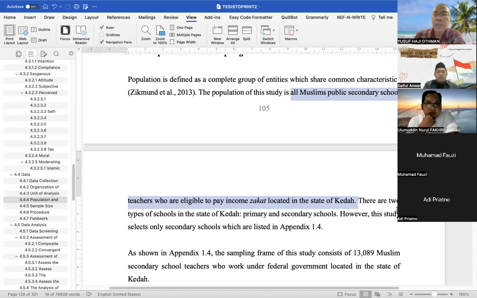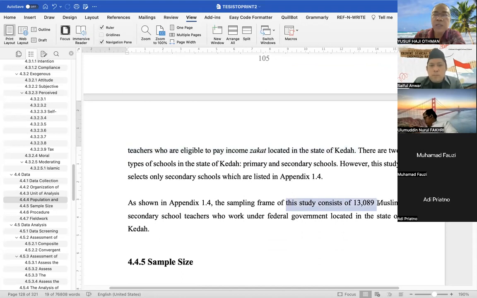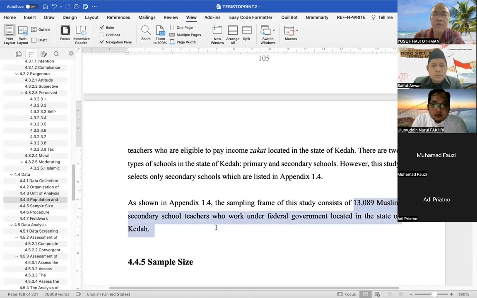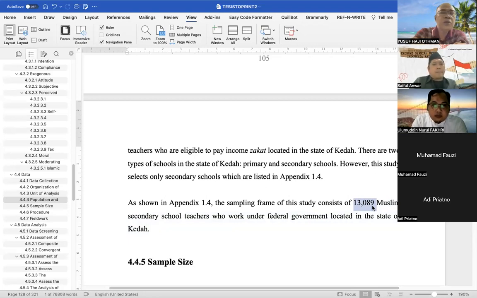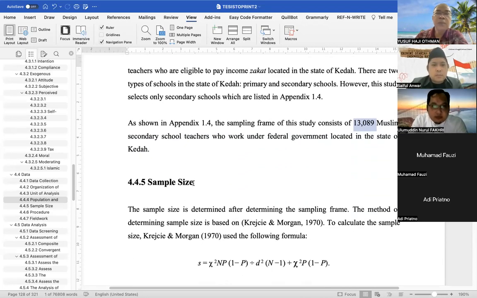So based on the data given by the district education center, this study found that there were 13,089 Muslim secondary school teachers who work under the federal government located in the state of Kedah. This number is very important. Yeah? You need to get this number. So when you want to collect the data, number one, you need to determine the number of the population. So once you get this one, then the next question is, how are you going to determine the sample size, right?